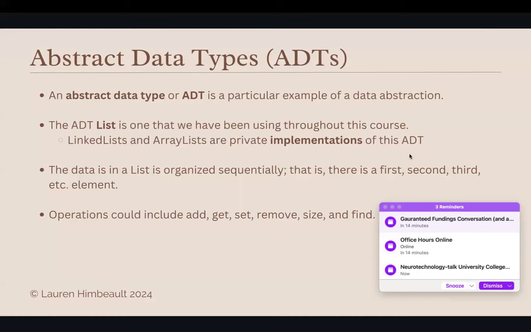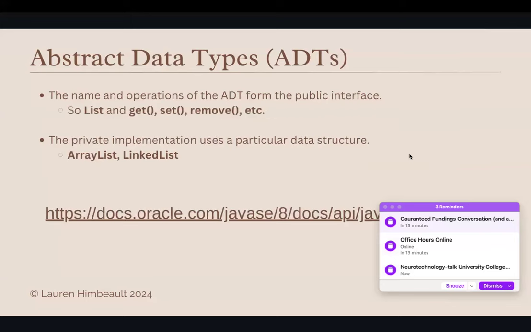So often with lists, operations include things like adding, getting, setting, removing, size, finding elements, index of, contains, matches, equals. Those are all different operations that we can do on lists. So when we implement the list interface, when we utilize that abstract data type, we find ourselves being forced to implement all of these operations. We've actually already looked at this link in the previous video. When we look at the list interface, we can see what is available to us.